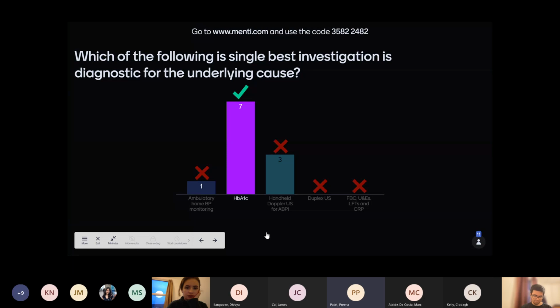The home blood pressure monitoring you do for hypertension. If you thought, is this arterial disease, handheld Doppler and ultrasound for ABPI, again, you do for arterial disease. For VTE, duplex ultrasound, similar. And the full blood count and LFTs, that's what I was thinking if you were considering whether it's infected or not.